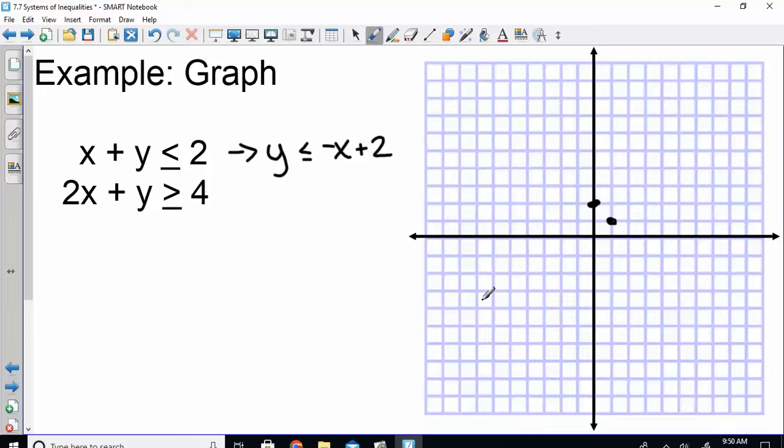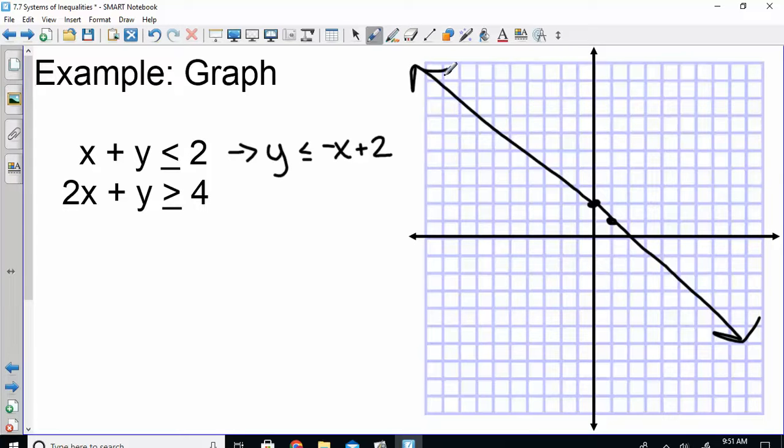And then, because of the inequality, we have to end up shading. So we'll have to figure out where to shade. So hopefully you guys can draw a straighter line than I can. It's not my strongest suit up here. How do we know where to shade?